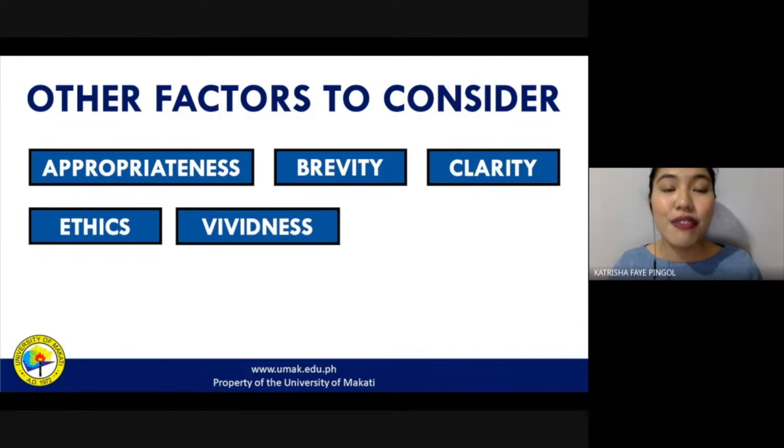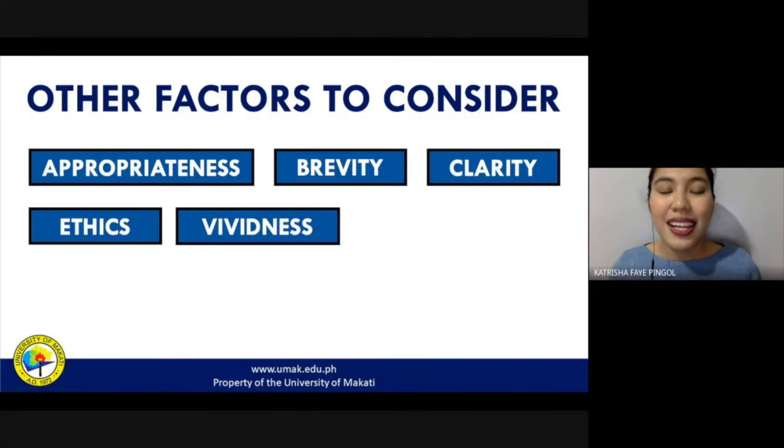Another factor is vividness. Vividness is our ability to describe and create a picture of our message to our listeners, to our receivers. So we want our listeners, our receivers of the message, to imagine what it is that we are talking about, especially if we are telling a story, for example. So we want to paint that picture in their head. And how do we do this? In vividness, you describe. So when you describe, you use adjectives and make sure that those adjectives could easily be understandable for your listeners.